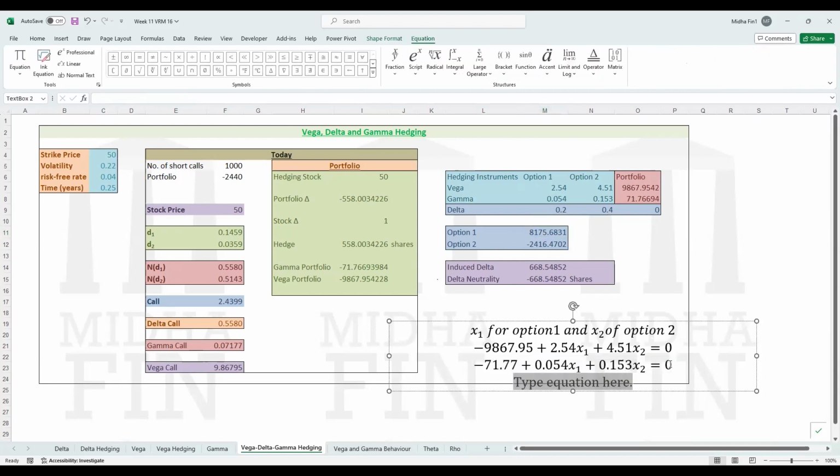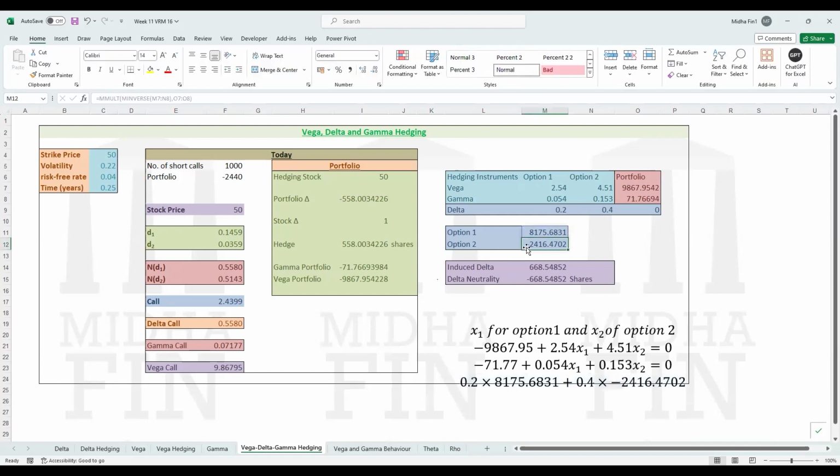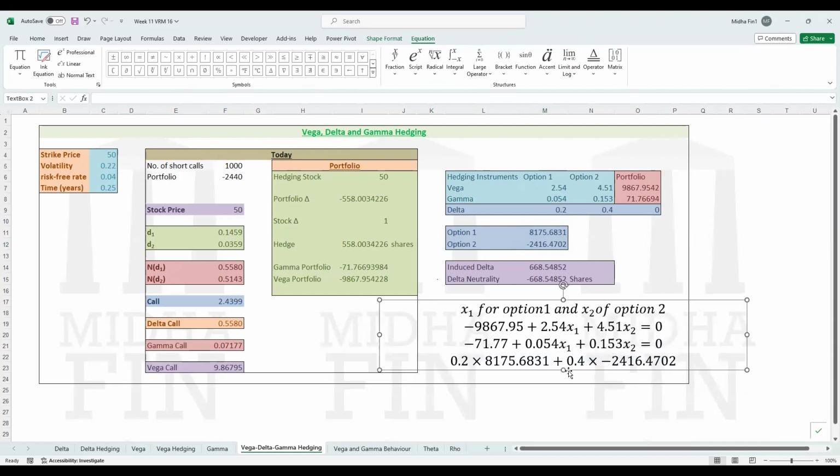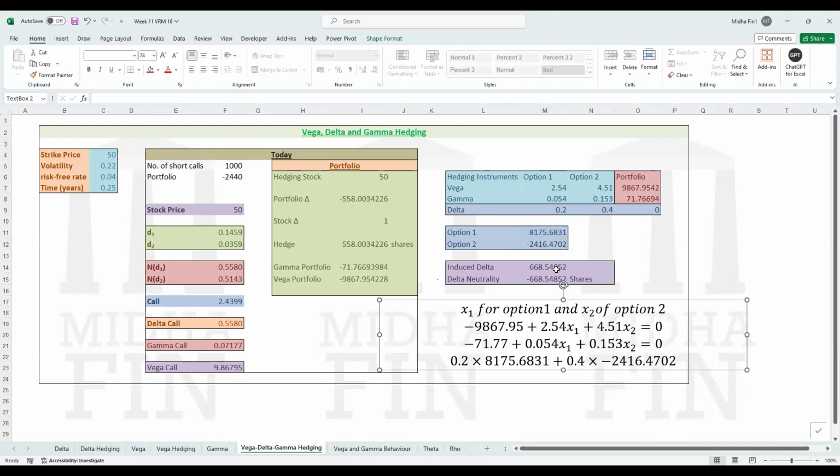Okay. So what will be the delta? It will be 0.2 times the number of shares of the first one, that is 8175.6831, plus the second one had 0.4 times minus 2416.47002. Now you need to consider one more thing: take the sign with the numbers as well. Positions as well. Don't forget the sign. Sign has to be taken always. Now when you solve it, you will get 668.5482.